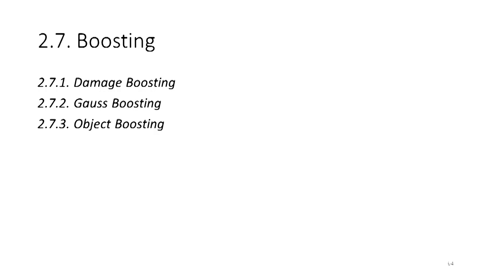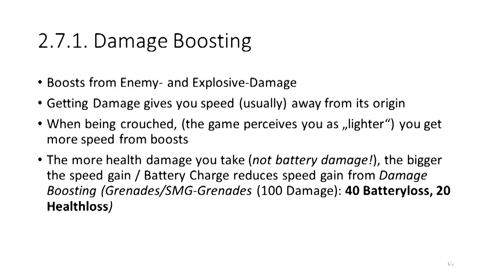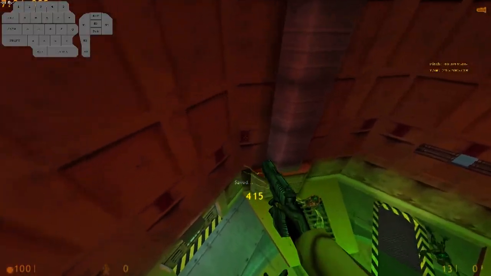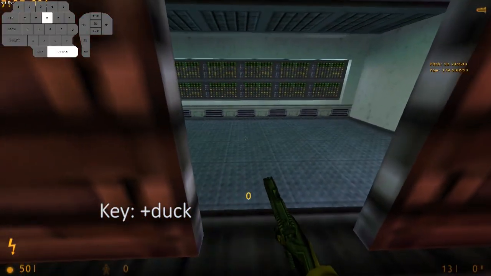Boosting is one of the most interesting phenomena in Half-Life, but also one of the most difficult to execute cleanly without losing time. It is possible to boost from getting damage of any kind, to get backward boosts from Gauss discharges, as well as from pushing objects. Damage is something you usually get from enemies. One of the famous enemy damage boosts is the old Vortigaunt jump to skip parts of the test chamber.